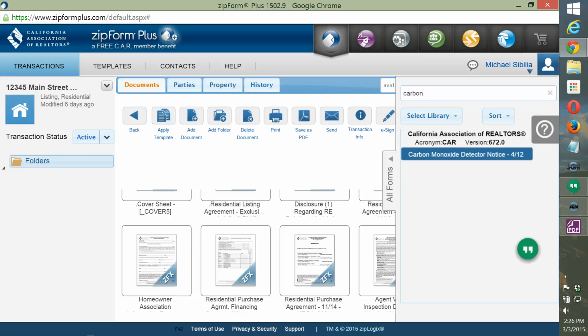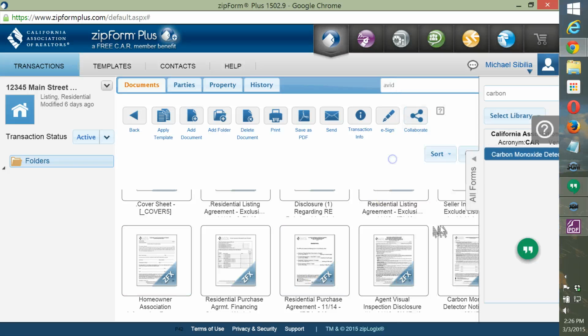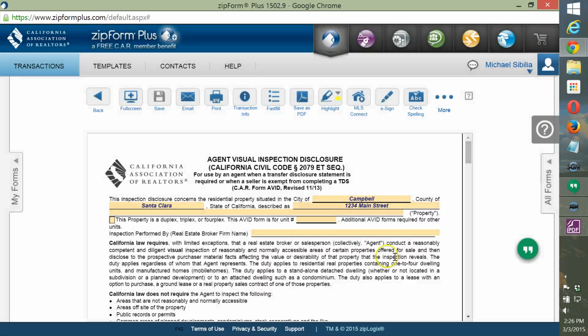And on the form, it says which unit this one is for. For example, there's a box here, this property, and this is for unit number 1. Which means the next one would be 2, the next one 3, the next one 4. If there's more than 4, you don't have to worry about it.